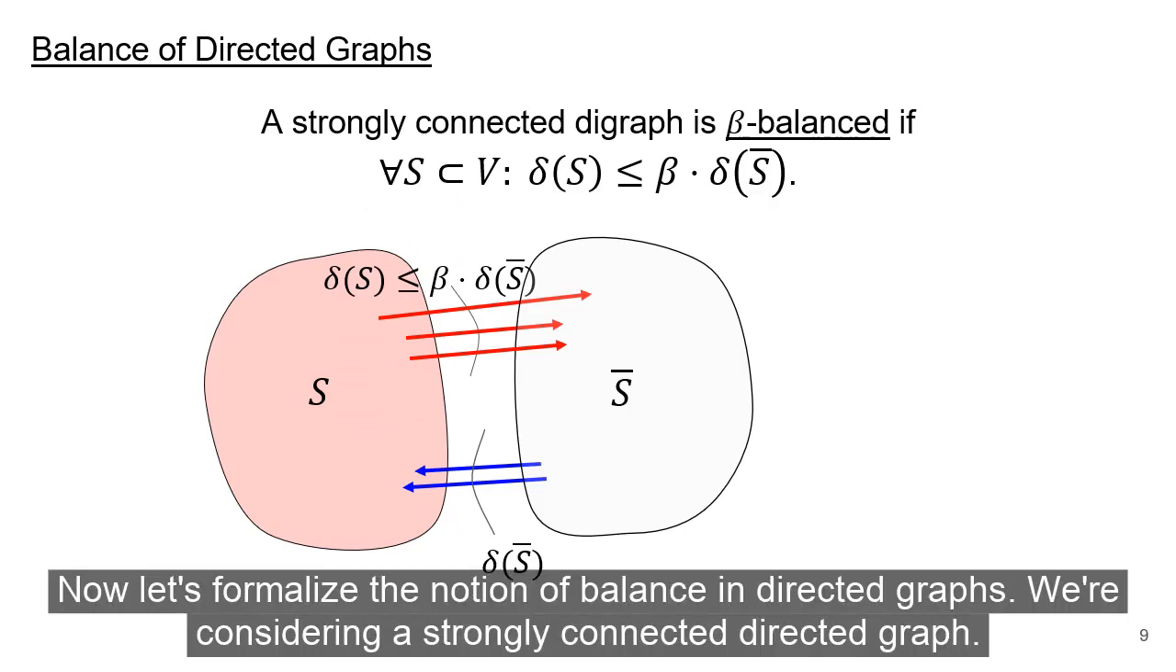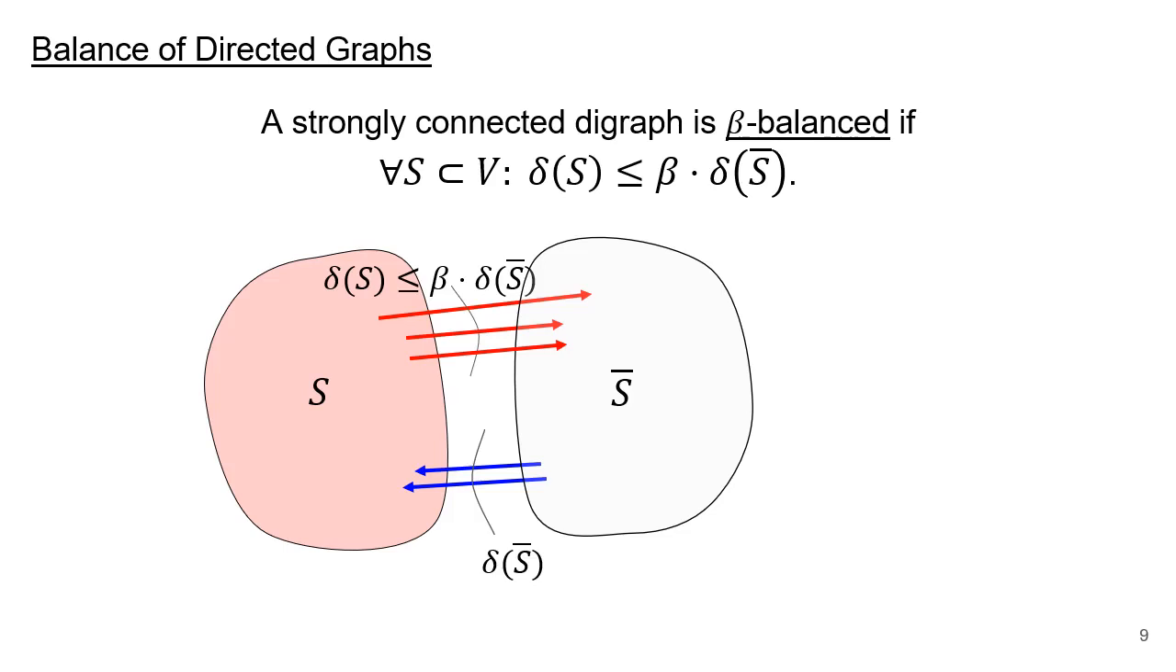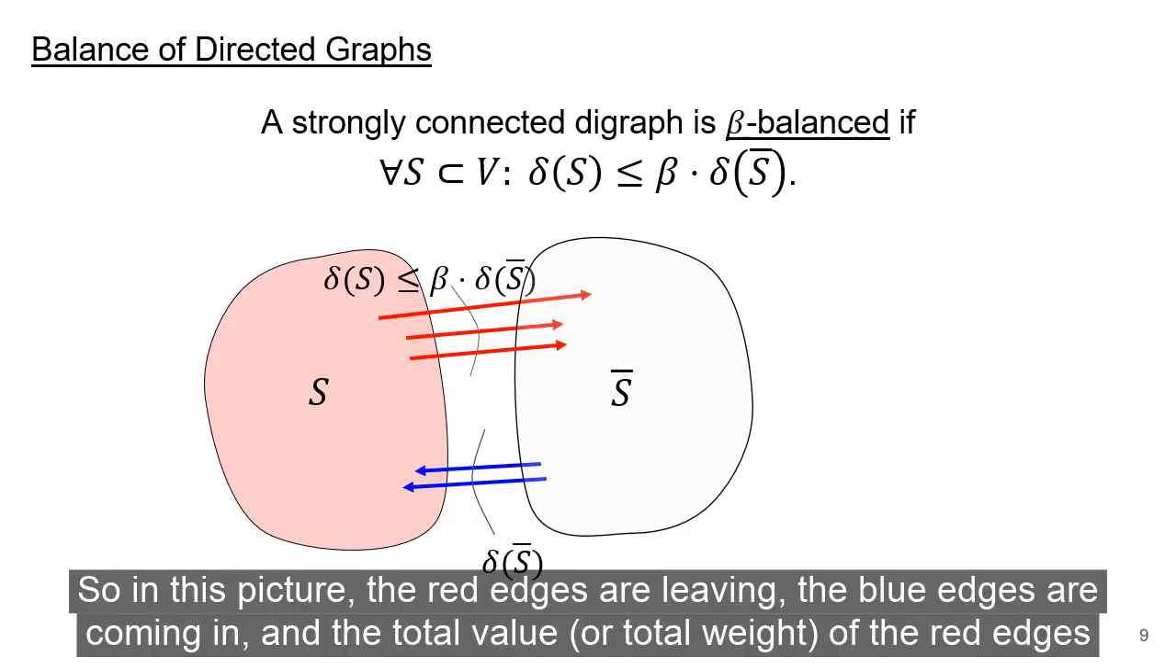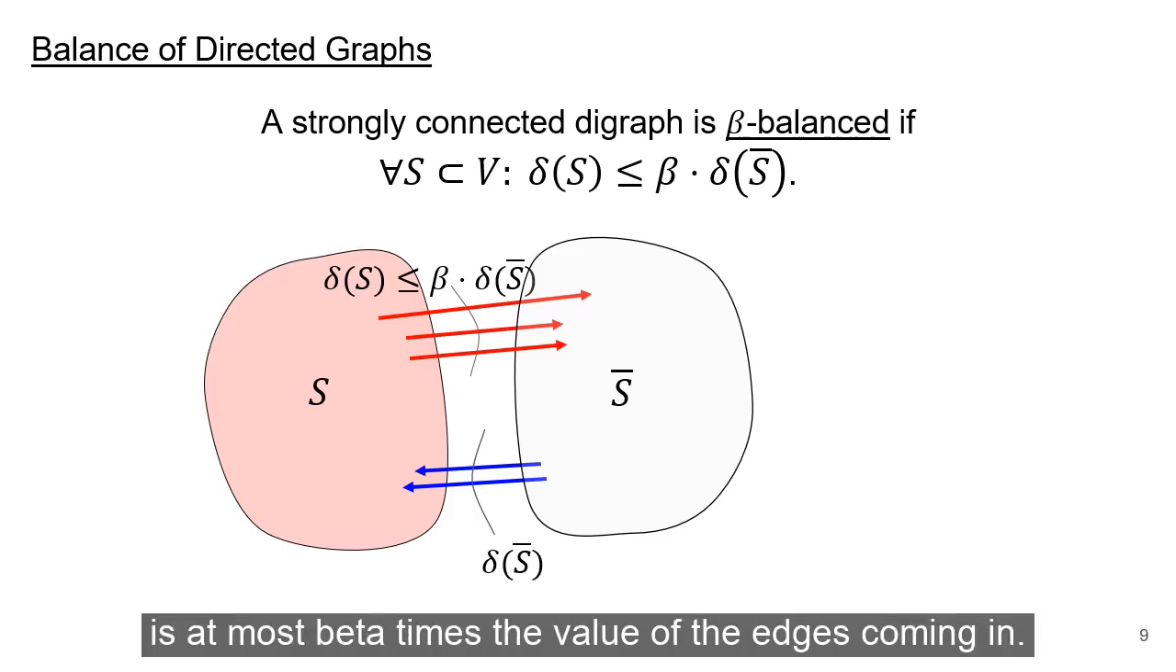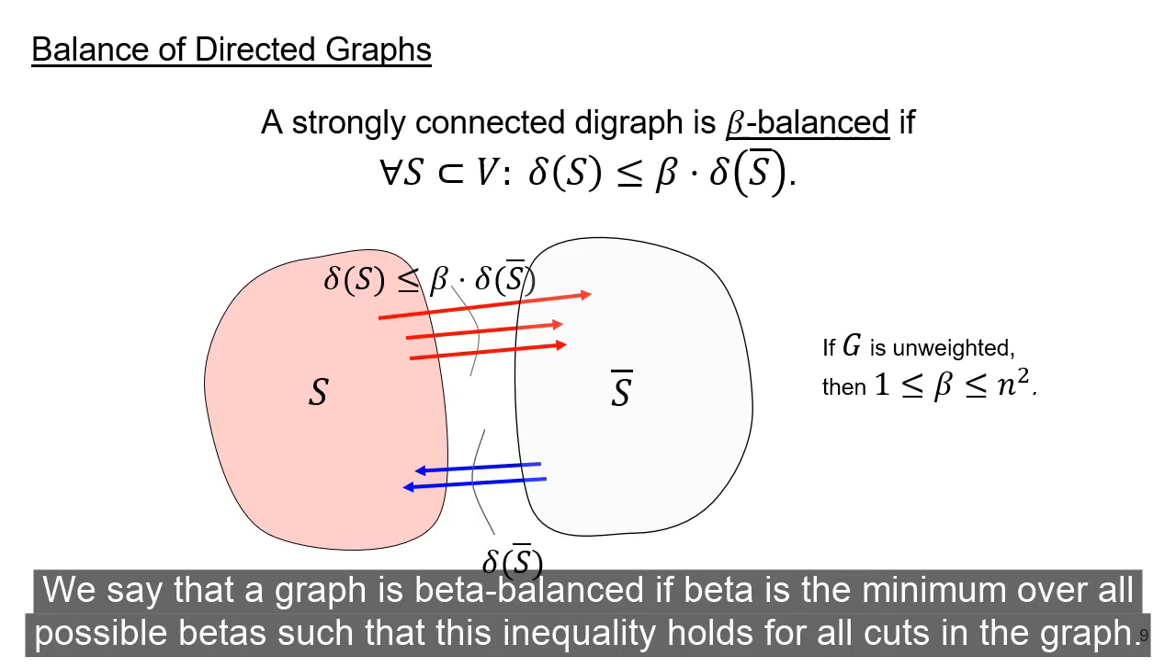So now let's formalize the notion of balance in directed graphs. If we're considering a strongly connected directed graph, we say it's beta balanced if the value of edges leaving the cut is at most beta times the value of edges coming into the cut. In this picture, the red edges are leaving and the blue edges are coming in, and the value of the red edges, the total capacity, the total weight, is at most beta times the value of the edges coming in. Notice that if a graph is unweighted, then this beta parameter is always between 1 and n squared. And so we say it's beta balanced if beta is the minimum over all possible betas such that this inequality holds for all cuts in the graph.